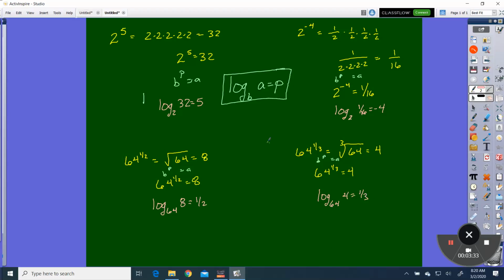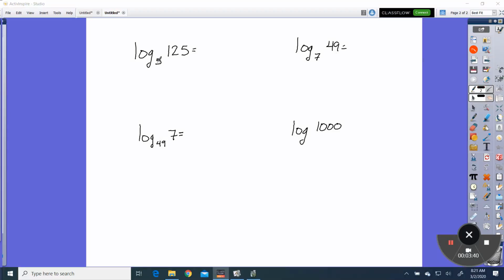So that's the basic idea of logarithms. Okay? So grab your calculator. And first, what is this really asking? So this is logarithm. If I change it back to exponential form, what does this 5 represent? So that's the base. This 125 is the answer. And this needs to be the what? So 5 to what power is 125? 3. So that should be a 3 right there.